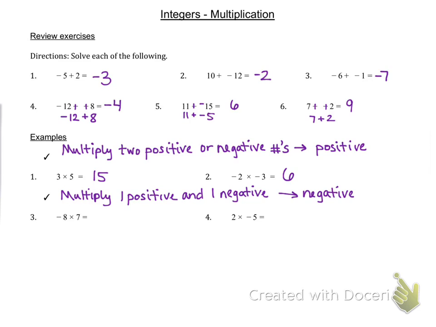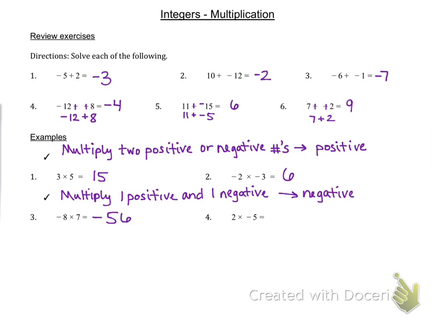Well, now what happens when you multiply one positive number and one negative number? Well, what's going to happen is your answer is going to be negative. So for number 3, -8 times 7 is going to be a negative 56. I have a negative number and a positive number, so my answer is going to be negative.